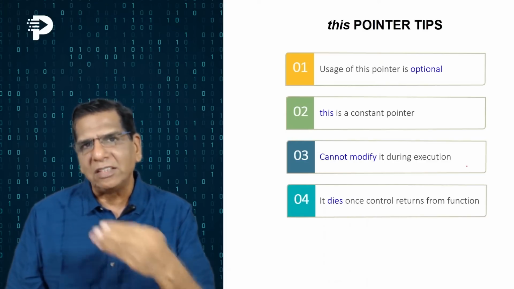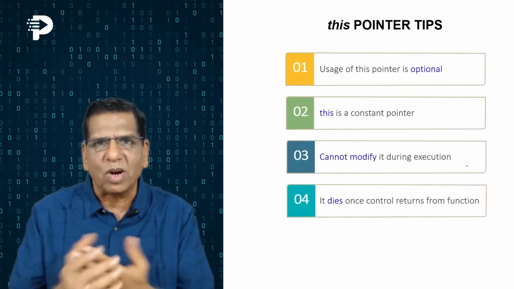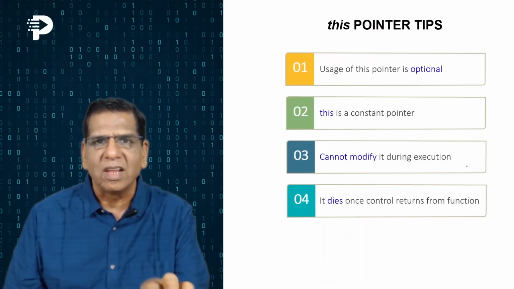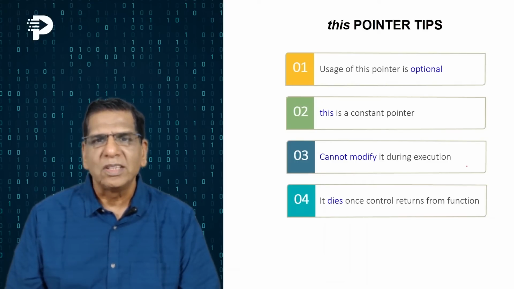Lastly, it dies the moment control goes back from set data. It is born when the next call to set data happens. So it is alive only for that particular call, and dies when you go back from that particular method. That is how this reference works. Important concept, not known to many Java programmers, now known to you. So you are definitely on the right path.